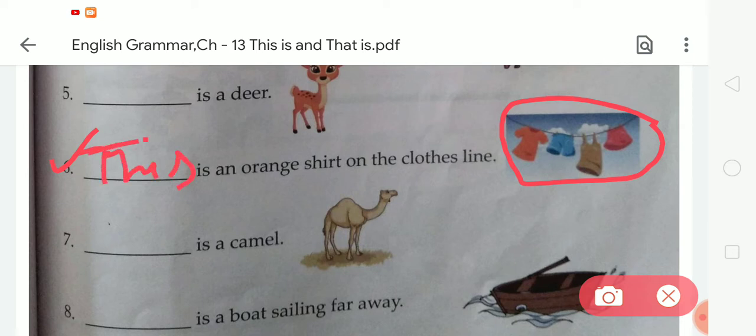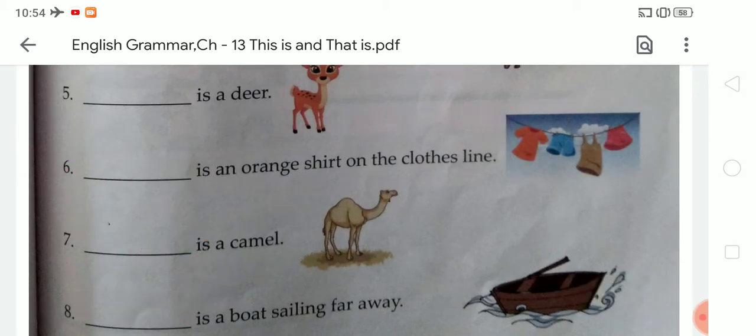THIS, this. Okay. Now next, dash is a camel. So is the camel near or far? It is near. So we have to write this. Okay. In number 8, dash is a boat sailing far away. So the boat is far. So we have to use that. THAT, that. Okay student.